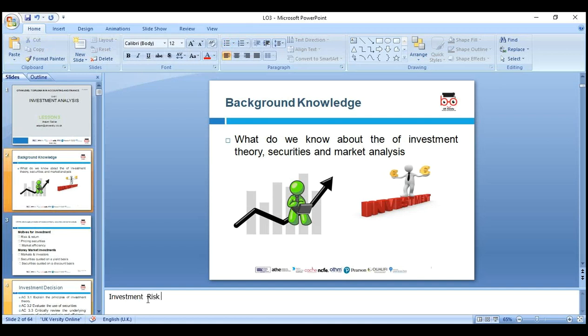Okay, so whenever we invest, we look at risk, we look at return, we look at the present value of future cash flows. And we look at PBP, payback period. We can use IRR, internal rate of return. We can use ARR, average rate of return. We can do sensitivity analysis.